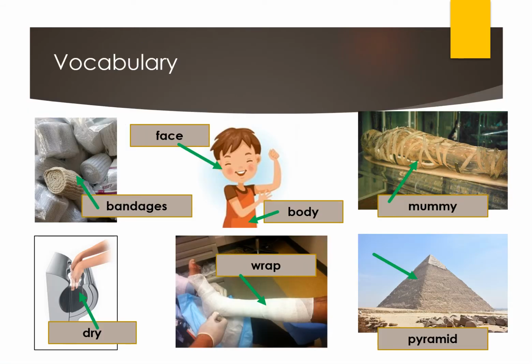Module 3. In the Past. Do a quiz. Vocabulary. Mummy. Bandages. Pyramid. Body. Dry. Wrap. Face.